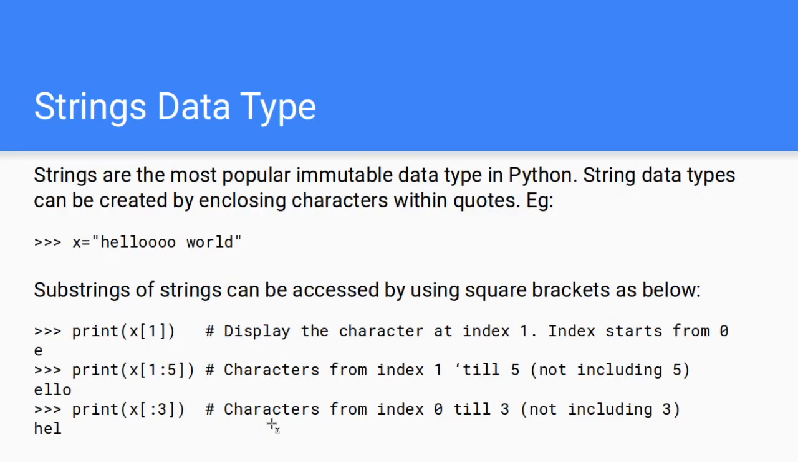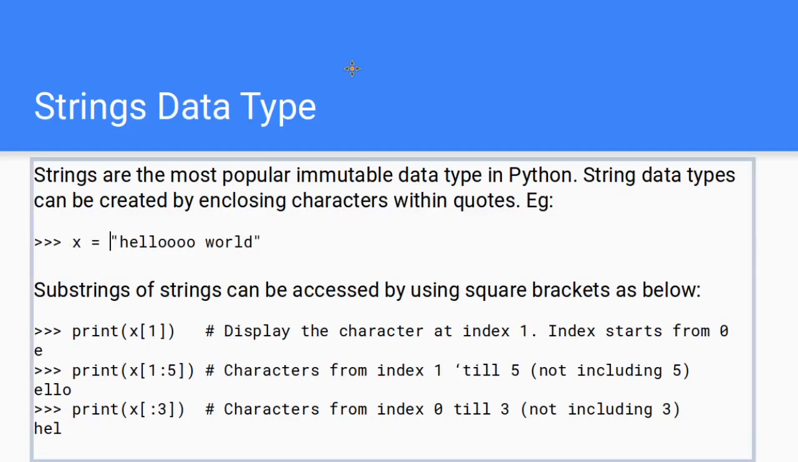Strings are the most popular immutable data type in Python. String data types can be created by enclosing characters within quotes. For example, x equals hello world. Substrings of strings can be accessed using the square brackets for indexing, like x sub 1. What do you think x sub 1 is going to give us? It's not the first character, right? It's at index 1. And since strings, like other sequences in Python and most every language, are 0 indexed, 1 would be the second character. As we can see here, it's e.